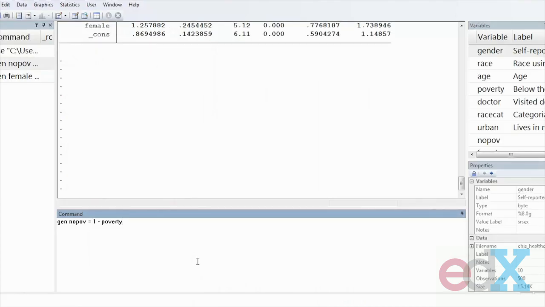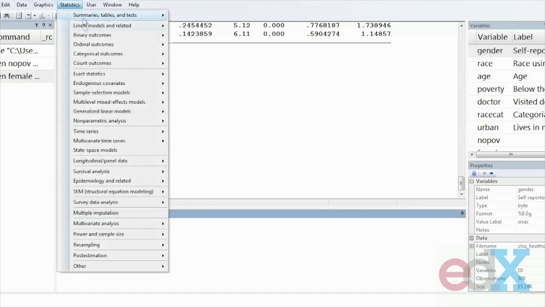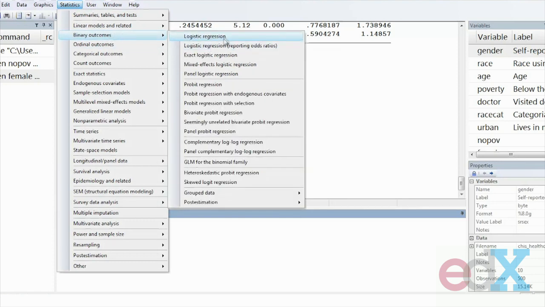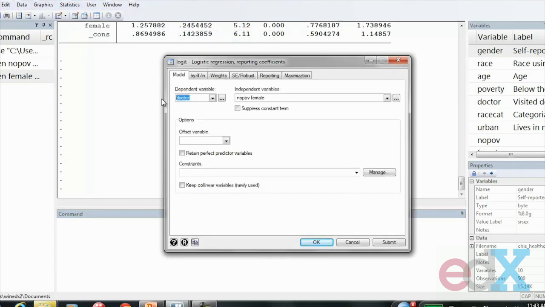As in the previous tutorials, the first thing we need to do is generate the no poverty indicator. We would say generate no pov equals 1 minus poverty. And we need to generate a covariate called female, which is equal to gender minus 1. Those are going to be the explanatory covariates in our regression model. We go statistics, binary outcomes, logistic regression. Our dependent variable is doctor. Our independent variables are no pov, female, and now we're adding in one additional covariate called age. We see it over here in our variable tab.